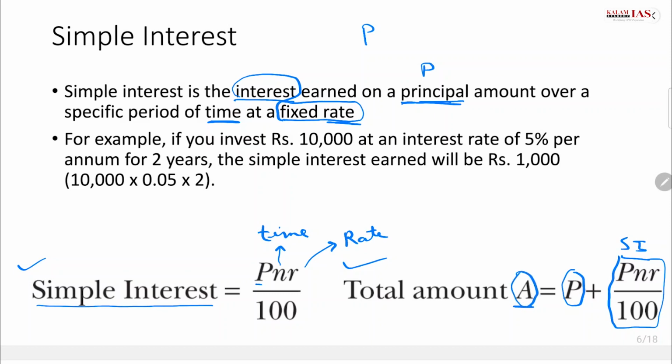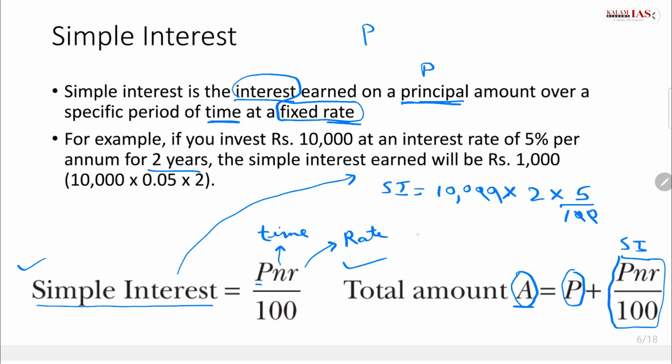For example, if we invest 10,000 at an interest rate of 5% per annum for 2 years, the simple interest earned will be, now let's put this in the formula: SI equals principal, that is 10,000, into N, which is 2 years, into the interest rate, which is 5% per annum. So simple interest will be 10 into 100, that is 1000 rupees. This is the simple interest at 5% per annum for 2 years. I hope this is clear to every one of you.